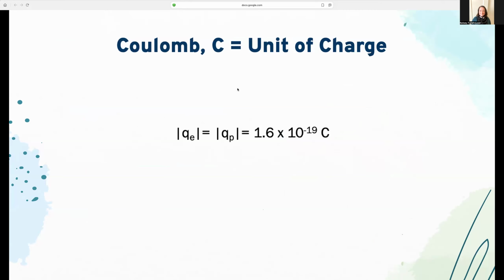Coulomb, or just a capital C, is the unit of charge. And electrons and protons have the same magnitude of charge, as in the value itself is the same, but for electrons, it's negative. For protons, it's positive. But it's super tiny. It's 10 to the negative 19. So a Coulomb is actually pretty big compared to individual charges.